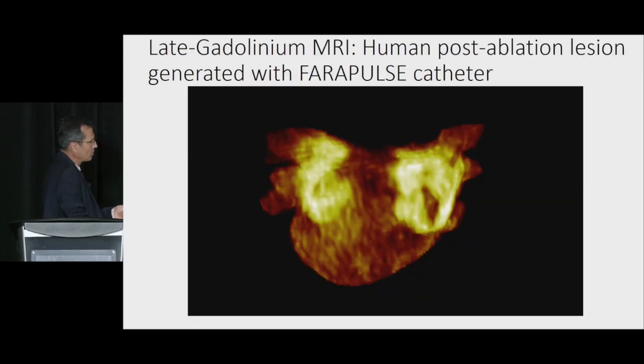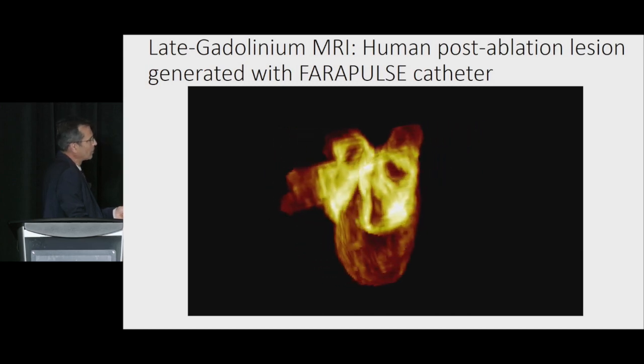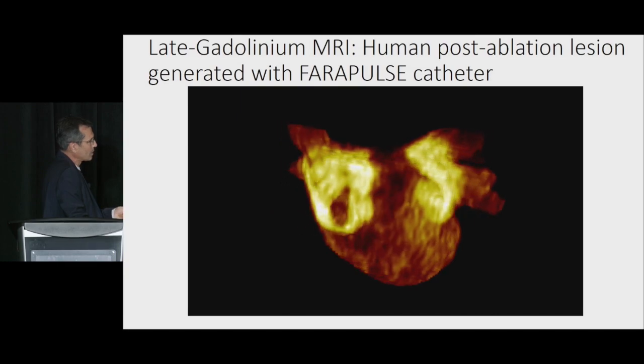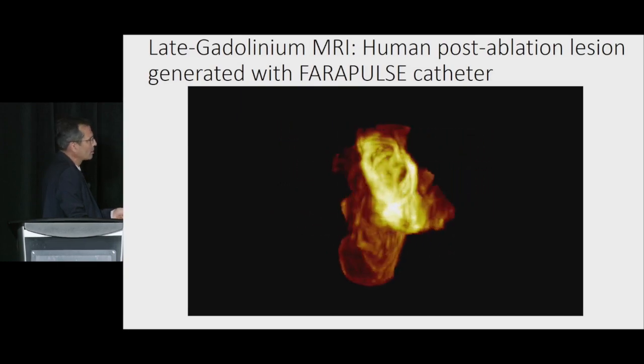And can you run that video, please? This is showing you one of the patients we did in Bordeaux, thank you, with the nice circumferential lesions around the veins at the late gadolinium enhancement MRI.